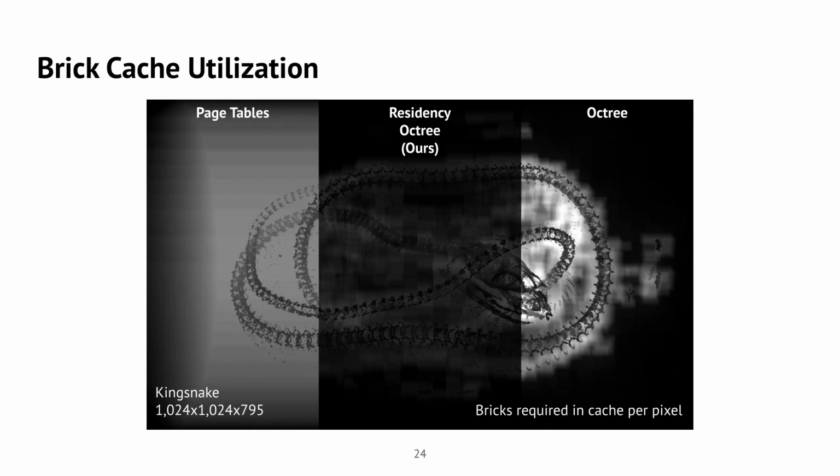Now let's try to get a feeling for how the three different methods behave in terms of cache utilization. We evaluate this by rendering this kingsnake dataset here and visualizing the number of bricks that are strictly required to be in cache per pixel for each of the three methods. Brighter pixels means more bricks.